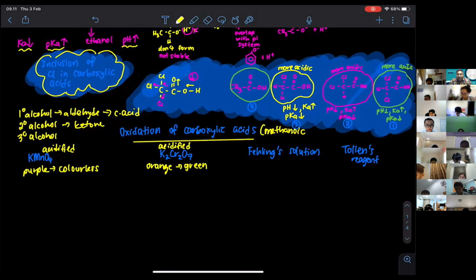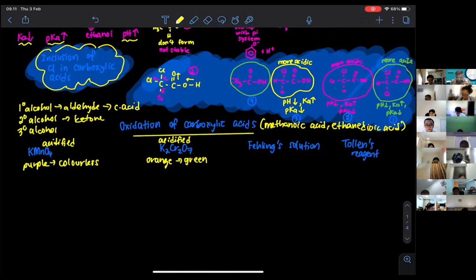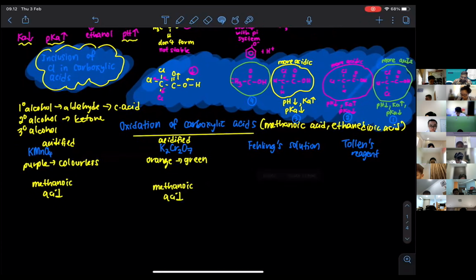It means they can be oxidized easily. Methanoic acid, and then we have ethane dioic acid. If you look at it, methanoic acid can be oxidized by all strong oxidizing agents, and they can be oxidized by even the mild oxidizing agents, Fehling's and Tollens'.